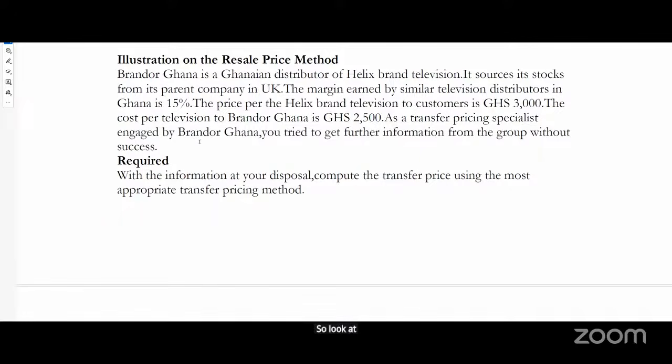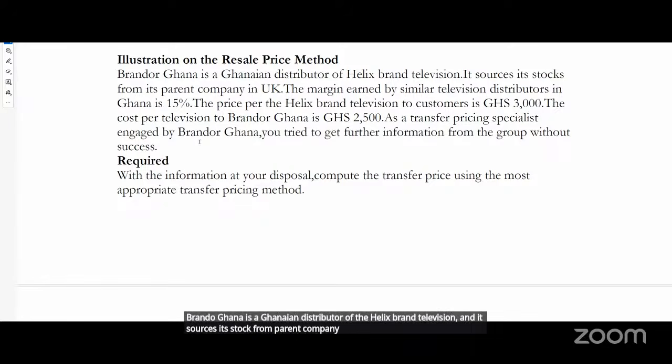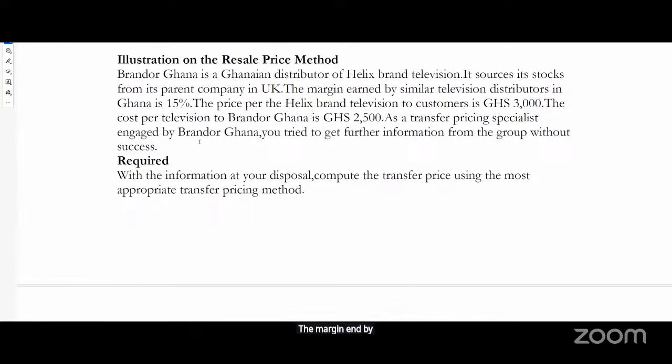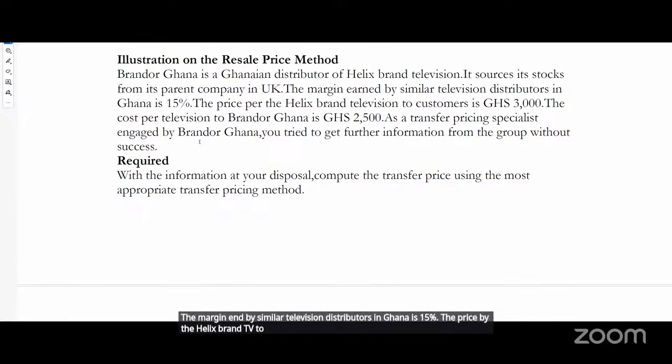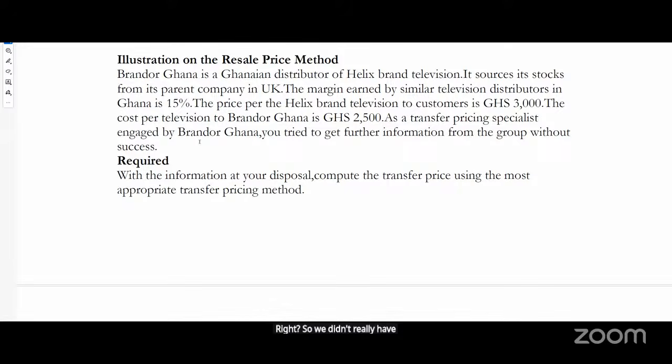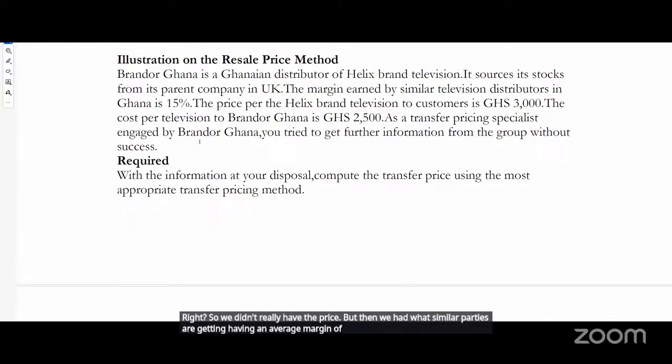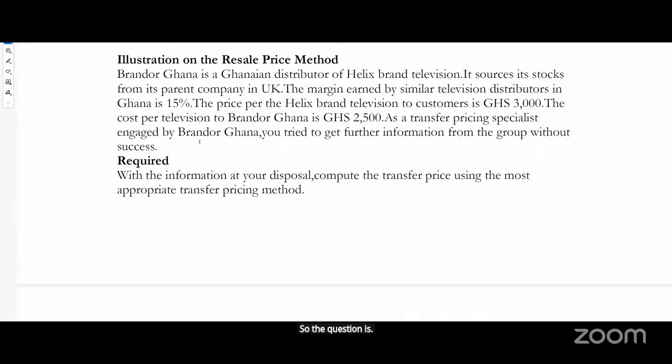So look at this question. Brando Ghana is a Ghanaian distributor of the Helix brand television, and it sources its stock from its parent company in the UK. The margin earned by similar television distributors in Ghana is 15%. The price per Helix brand TV to customers is 3,000, and the cost per TV to Brando Ghana is 2,500. As a transfer pricing specialist engaged by Brando Ghana, you try to get further information from the group without success. So we didn't really have the price, but we had similar parties having an average margin of 15%. So the question is, what must be the most appropriate method?